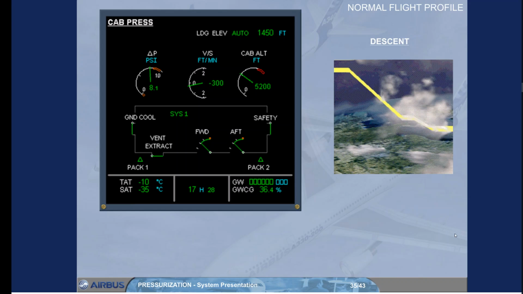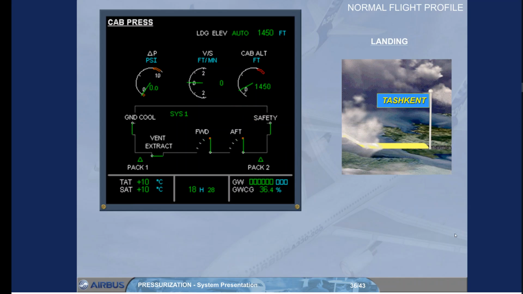During the descent phase, the pressure rate is optimized so that the cabin reaches landing field pressure just prior to landing. Note, for passenger comfort, the automatic function will limit the rate of cabin descent to a maximum of approximately 750 feet per minute. At touchdown, the cabin altitude should be at the airfield elevation, and there should be no differential pressure. To ensure this, just after landing, the outflow valves are fully opened by the system controller.